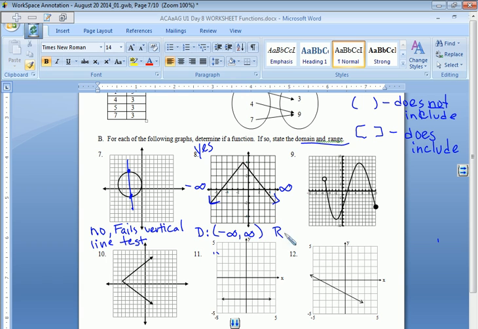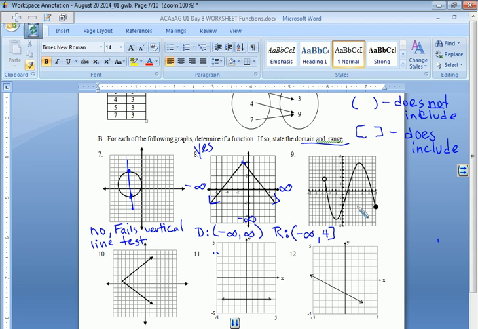Now, let's do range. Range is bottom to top. This one's going down forever. What's the bottom? Negative infinity. Down forever takes us from negative infinity to the top. Well, this one has a top. It stops right there. What is the y value right there where it stops going up? 4. And it includes that 4.